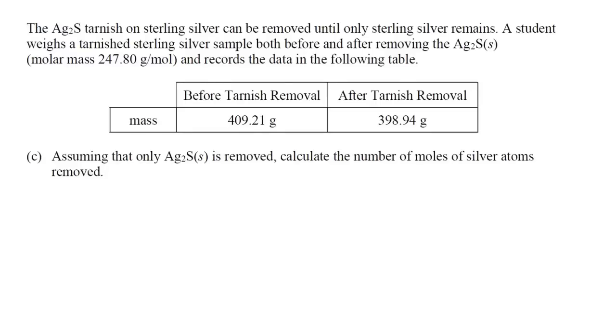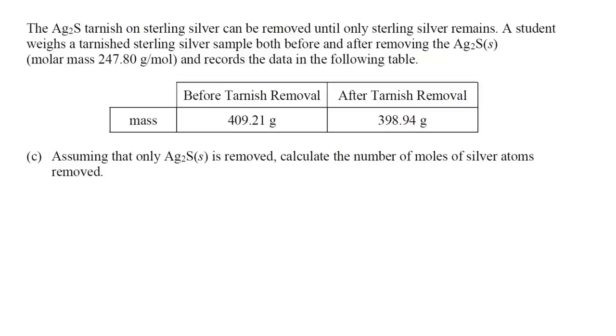Now, before I read the question in part C, I'm going to read the information that we are given about the details of an experiment, and we can see a data table is given to us. So it says that the silver sulfide, the Ag2S tarnish on sterling silver, can be removed until only sterling silver remains. A student weighs a tarnished sterling silver sample both before and after removing the solid silver sulfide. So we can see how much it weighs before tarnish removal.